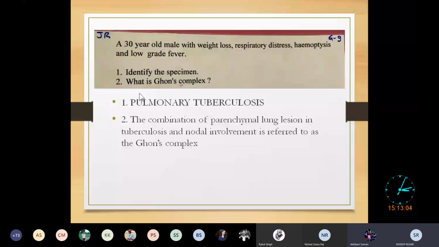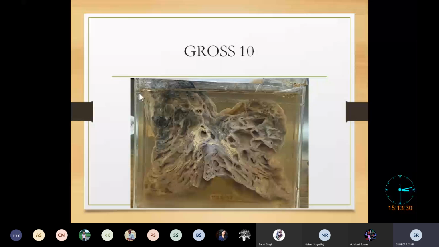Caseating granuloma, connecting lymphatics, and the lesion in the lung, which is the tubercular foci in the lung, along with the hilar lymph node, that is known as Ghon's complex. So this is the 10th gross specimen.